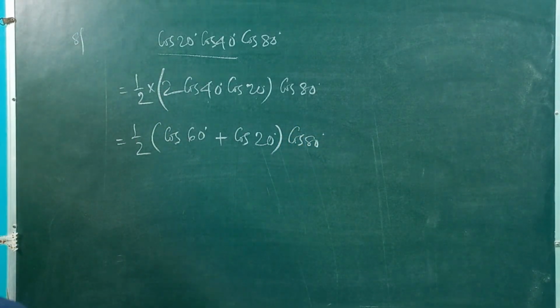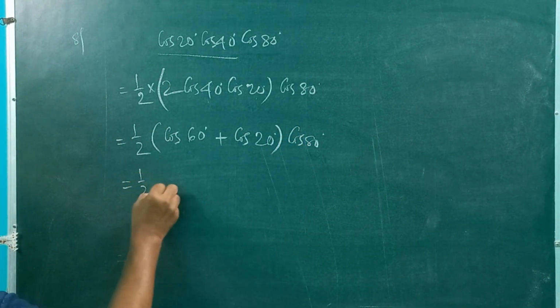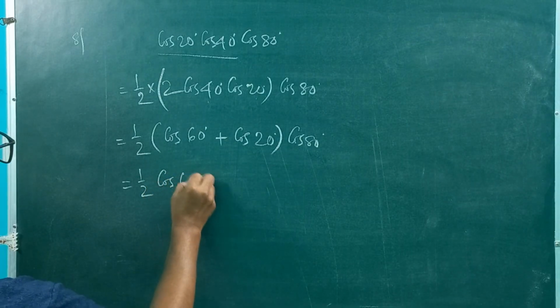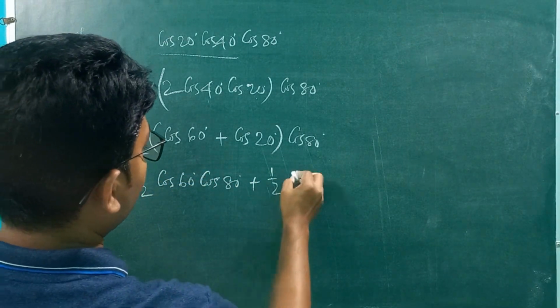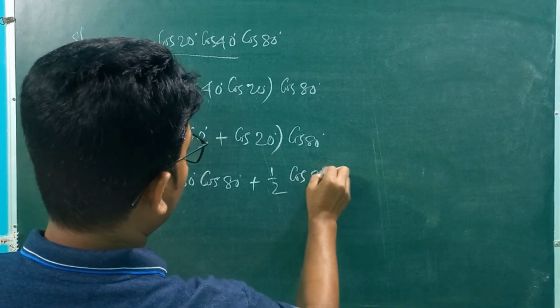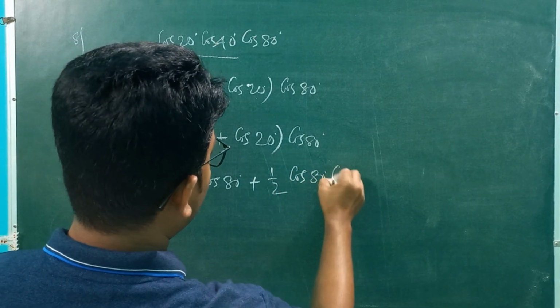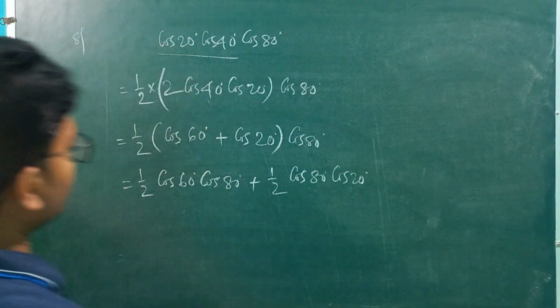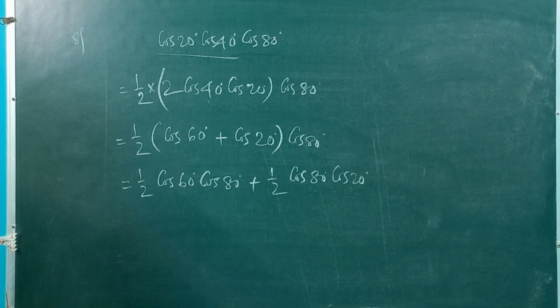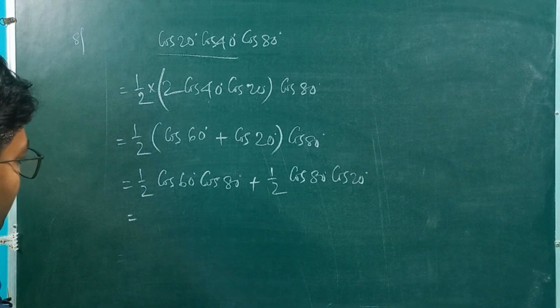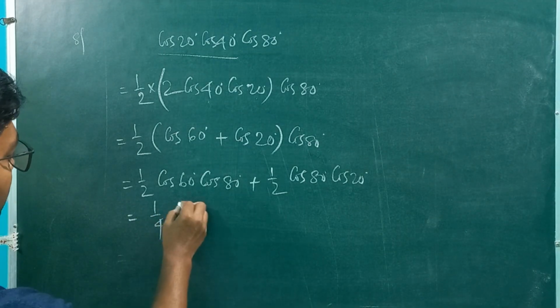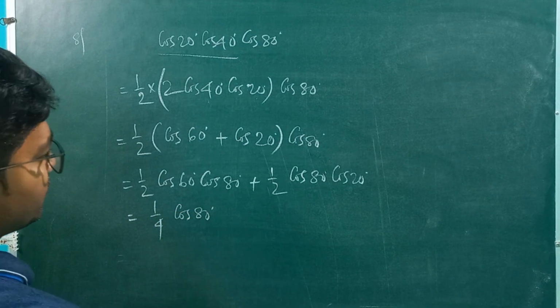Multiply them: half cos 60, cos 80, half. Here also I write cos 80 in the first and cos 20 in the second. Now cos 60 means half, so this one is 1 by 4 cos 80.